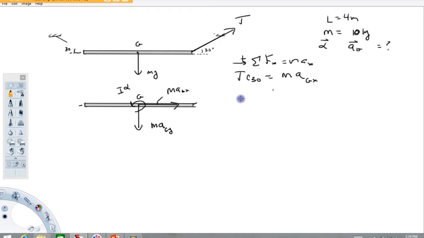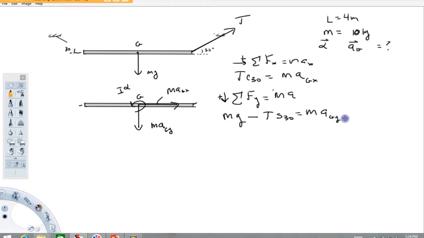Next equation, force equation in the y direction: sum of all forces in the y direction equals MA. I'm going to do down positive. If you've seen some of my previous videos, this is my standard rule of thumb: identify the acceleration direction, and if you can, call that positive. Center of mass most definitely is going to accelerate down, so I'm calling down positive. So that force equation is going to be mg minus the y component of this tension, T sine 30, equals MA sub G, y direction.